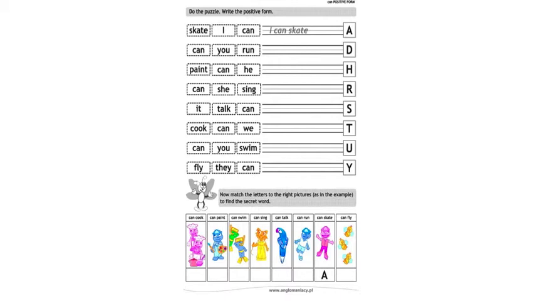Every sentence is associated with a letter, so to end the activity, they will have to match the ability described with one of the drawings at the end of the page and discover a secret word that is formed with those letters.